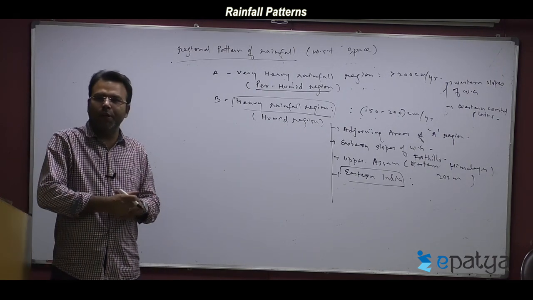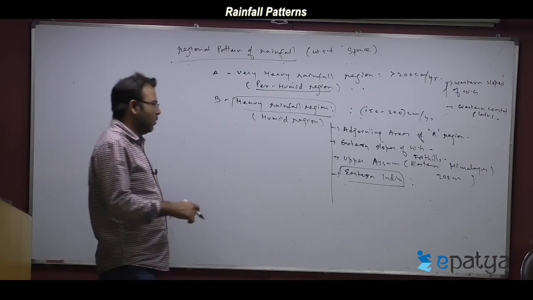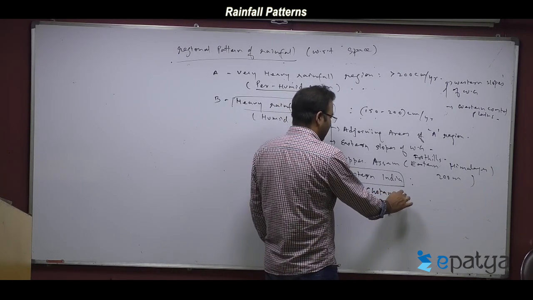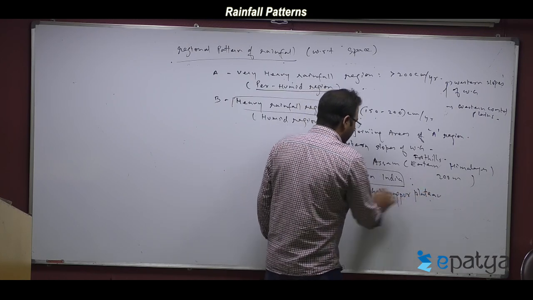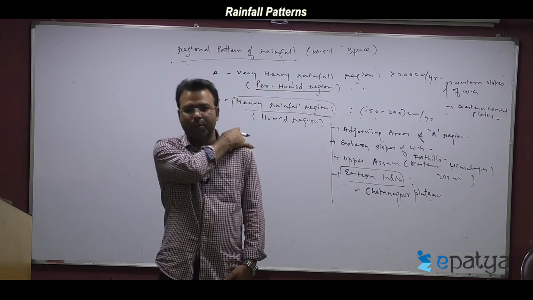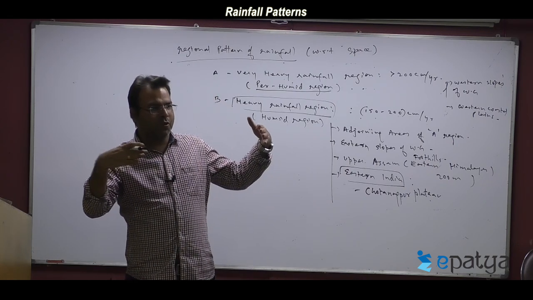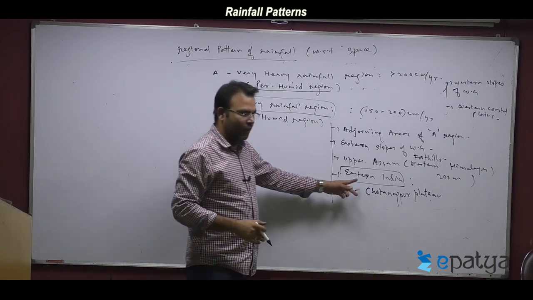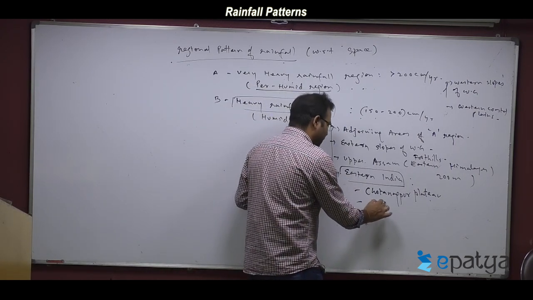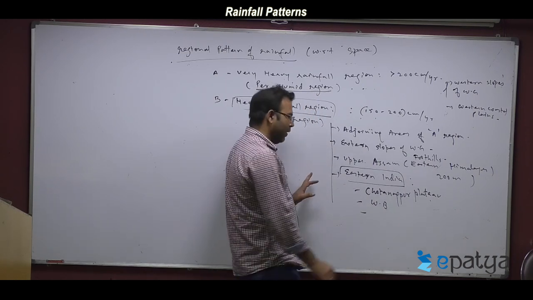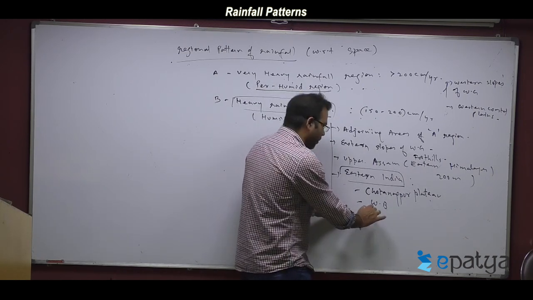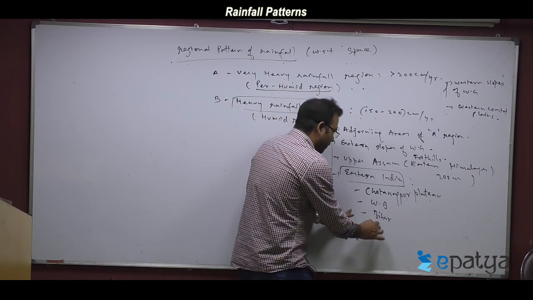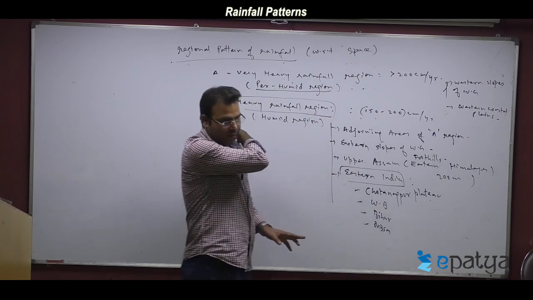So what does Eastern India mean to you? Chota Nagpur Plateau. Remember, Chota Nagpur is a region where both these streams meet. The two branches of monsoon, the Arabian Sea branch and the Bay of Bengal branch, meet at Chota Nagpur Plateau. Next is West Bengal, Bihar, Odisha, mainly the coastal region.